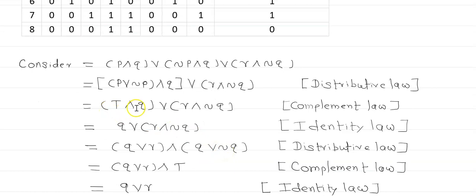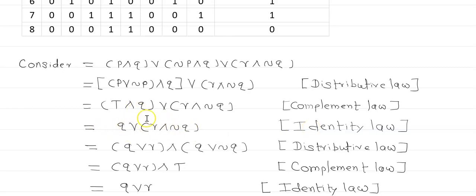Now next is T and Q. T and Q, by using the identity law, depends on the value of Q. Therefore here is Q, or in bracket Q and negation of Q, by using the identity law. Now this Q is distributed over this bracket.